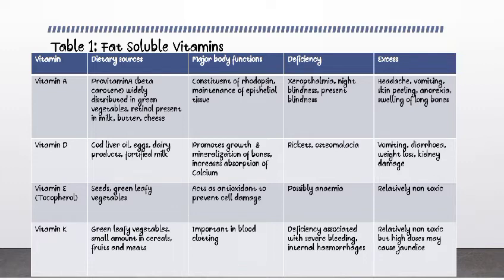So vomiting, diarrhea, weight loss, kidney damage, these are the excesses of vitamin D. Then going to vitamin E, tocopherol: seeds, green leafy vegetables. It acts as an antioxidant to prevent cell damage. If we don't have vitamin E, we have a deficiency. The person has anemia.